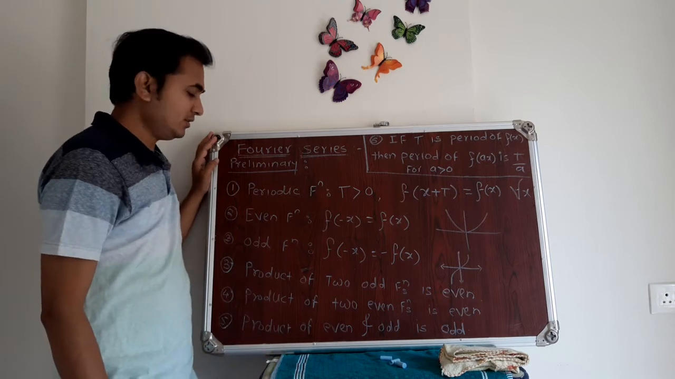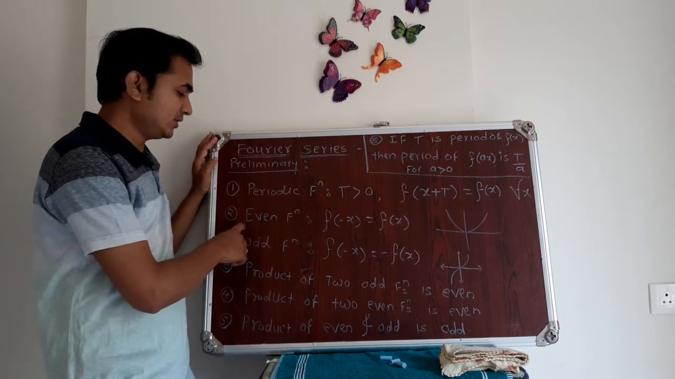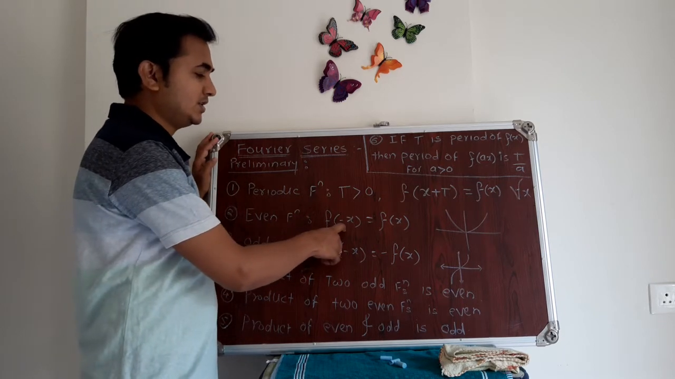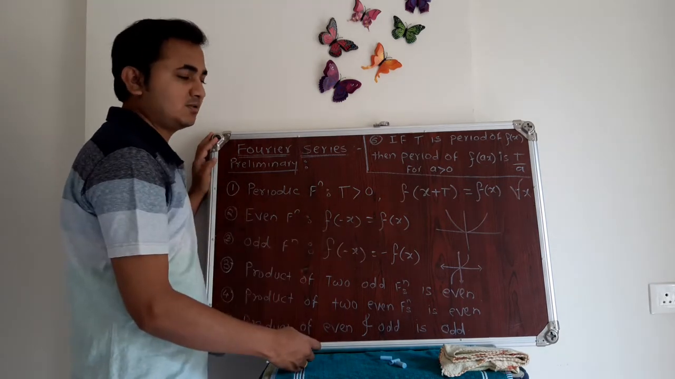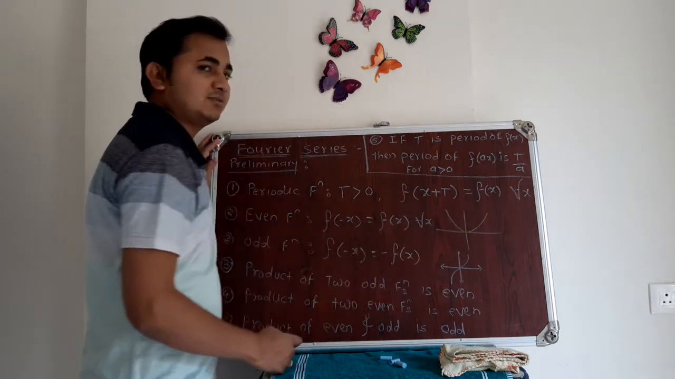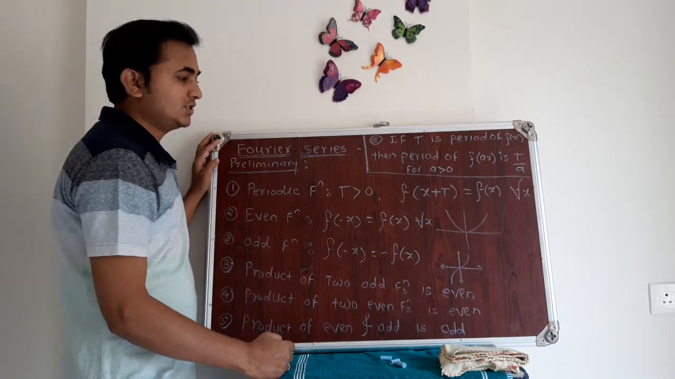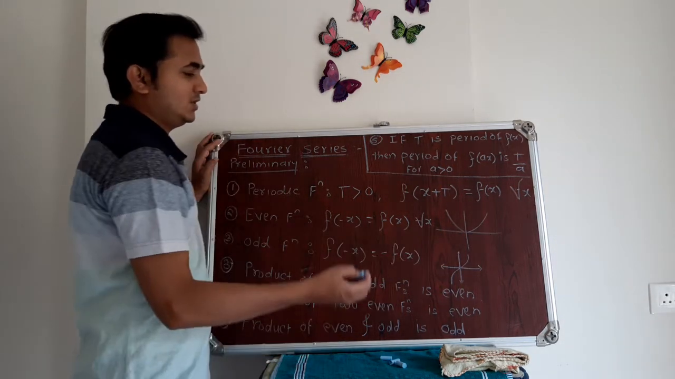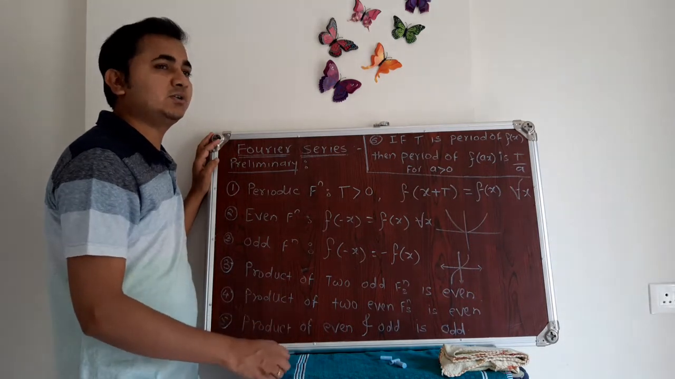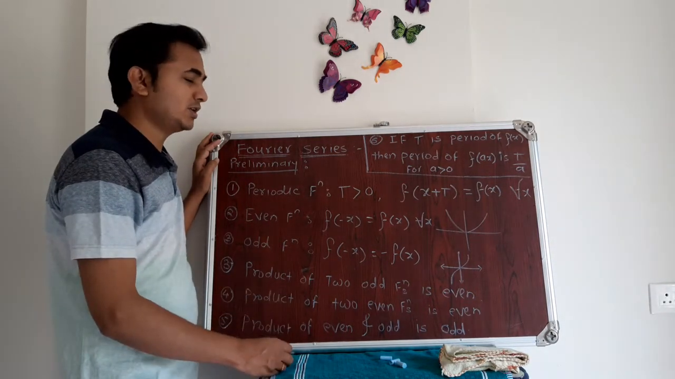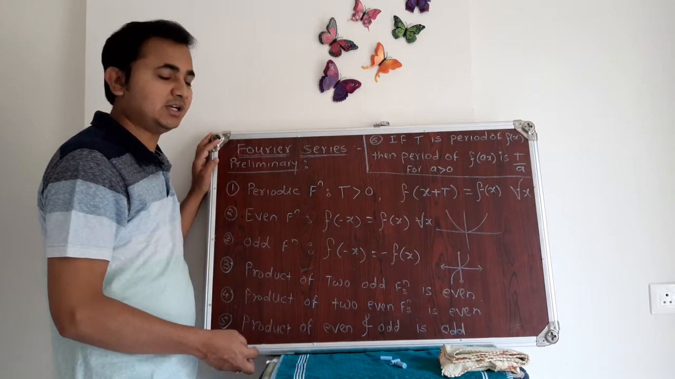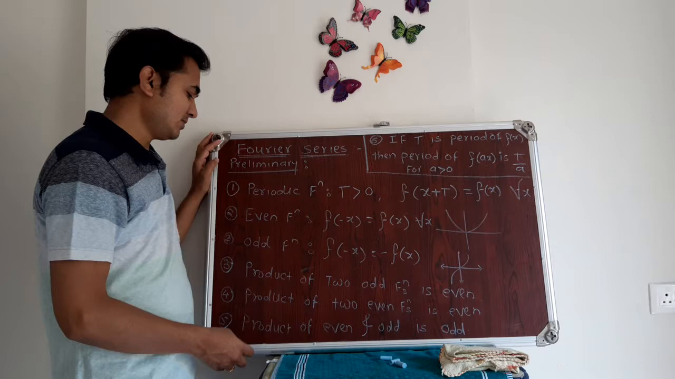Then the second important thing that we require is the definition of an even function, which is f of minus x equal to f of x for all x, obviously. And in that case, the graph is symmetric about the y-axis. You can see it here. So examples are x square cos x, x raised to 4, x raised to 6. All even powers of x can be taken as even functions.